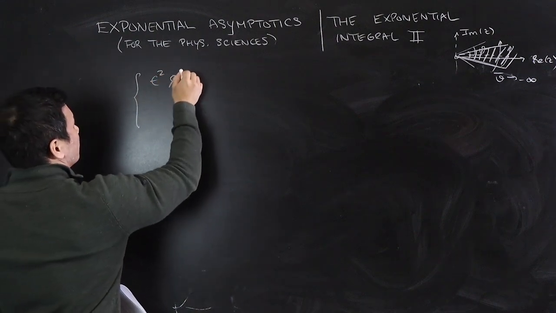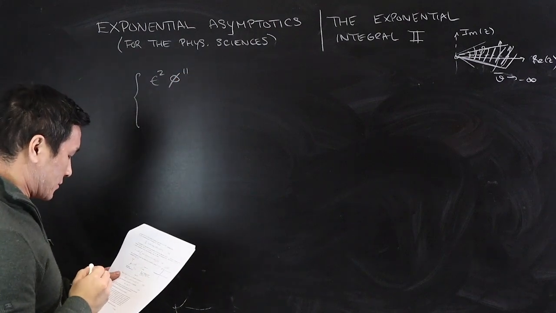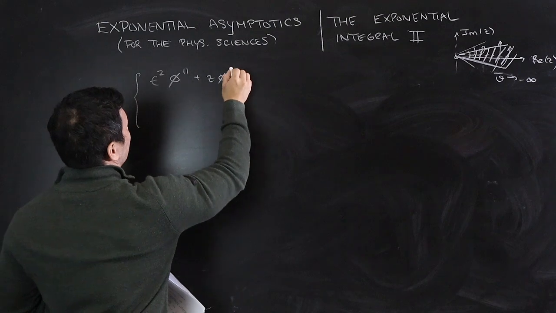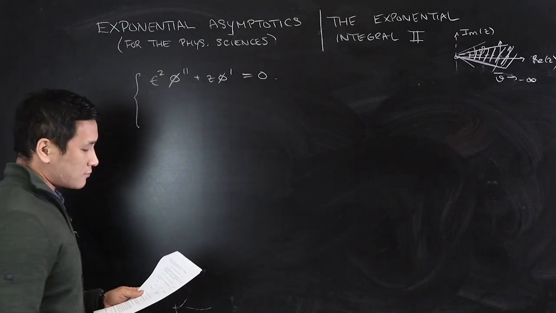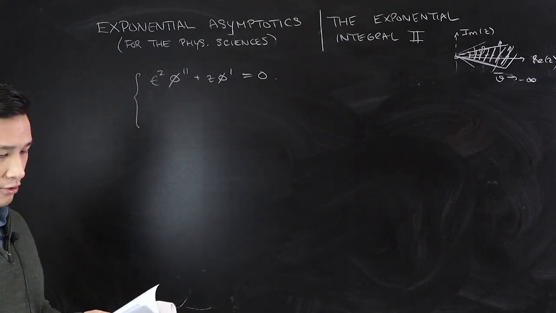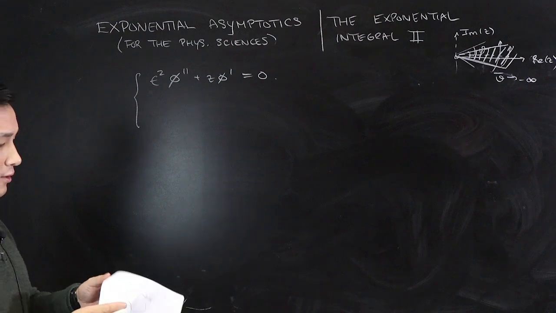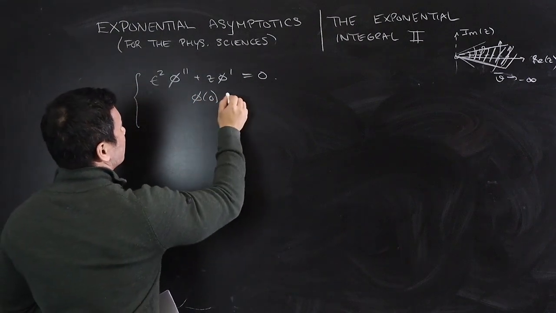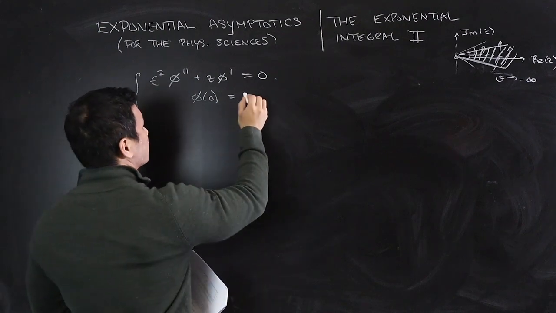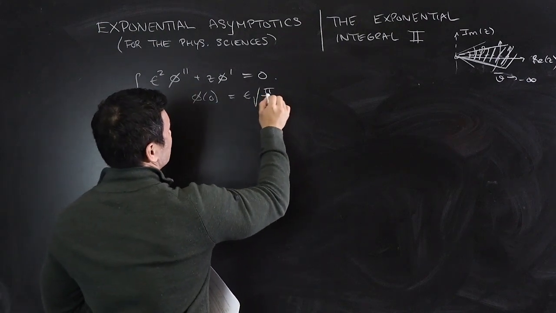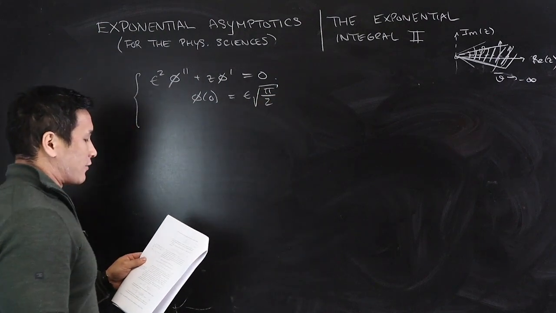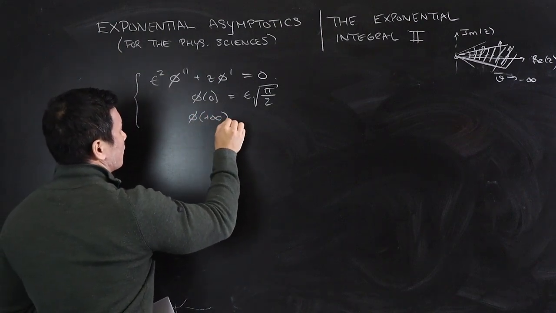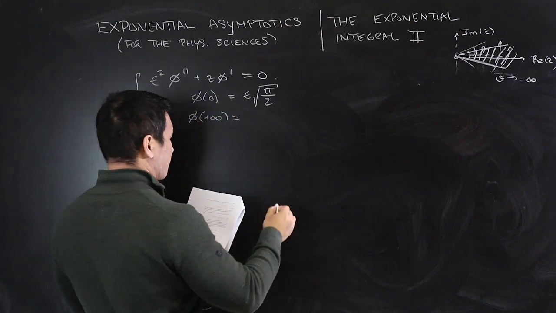So I have a differential equation now, epsilon squared phi double prime plus z times phi prime is equal to 0. So this is a second order differential equation, and I have a condition at the origin, which is just epsilon root pi over 2. And then I have a condition at positive infinity, and it's basically 0.